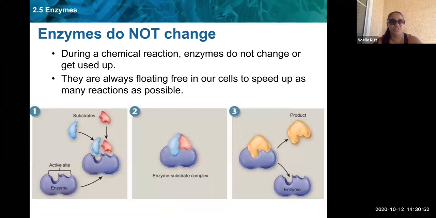Enzymes do not change during a chemical reaction. Enzymes don't get used up. Only the substrates change. Like I said, they either break up or get glued together. The enzymes are always floating free in our cells to speed up as many reactions as possible.